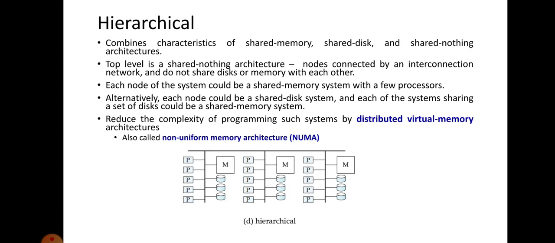In the next slide we are going to the hierarchical design. So the hierarchical design combines the characteristics of the shared memory, shared disk and shared nothing policies. It is also called a hybrid network, because you can mix up all of the models here. With this policy you can achieve more parallelism, and it also reduces the complexity of programming, in such a system, through the distributed virtual memory architecture.